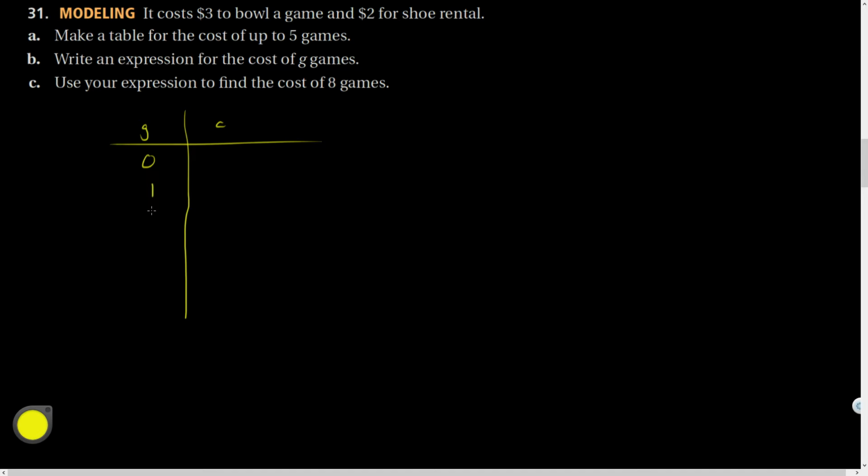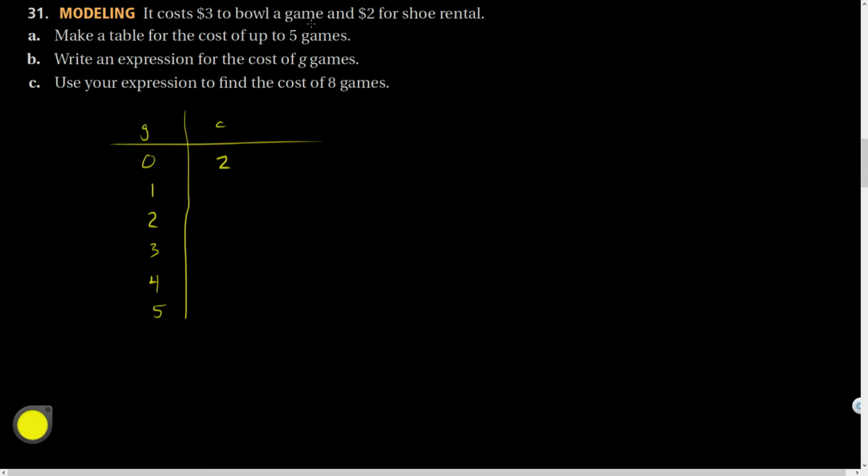So it is possible to bowl 0 games, 1 game, 2 games, 3 games, 4 games, 5 games. Now, if you bowled 0 games, how much did you spend? But wait a minute. You already rented the shoes. The $2 is like the starting cost. You rented the shoes, you put them on, you touched a bowling ball, and then you panicked and couldn't bowl a game. Well, you rented them. So it starts at 2.